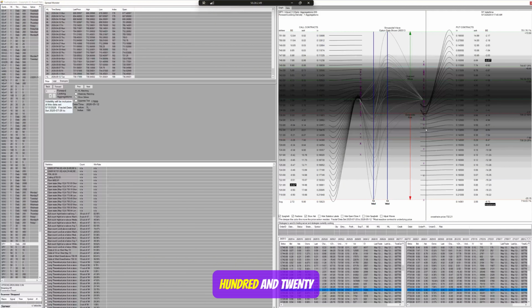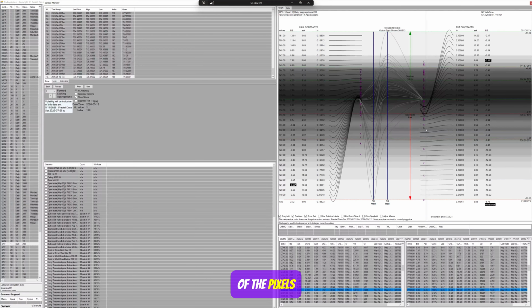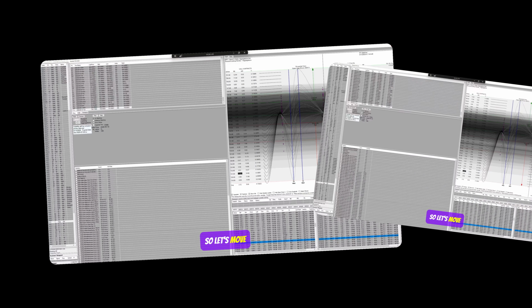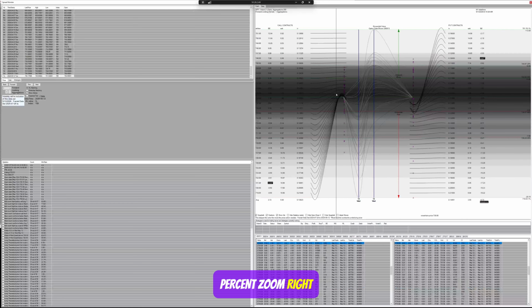Currently I'm sitting at 125% and I'm going to change this setting to 100%, and you guys can actually see the difference in the quality of the pixels and how precise these strikes look after that. So let's move on. There you go. Now I have put my settings to 100% zoom, and I can see that there is more precision in all these strikes. I can actually see the pixel gap, and that pixel gap is really important. I'm going to be talking about the pixel gap, no worries.